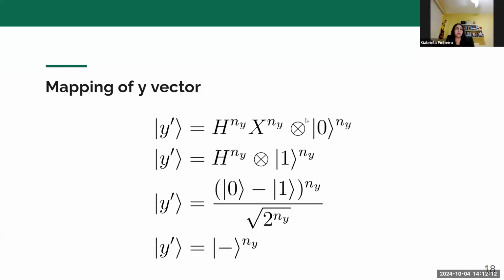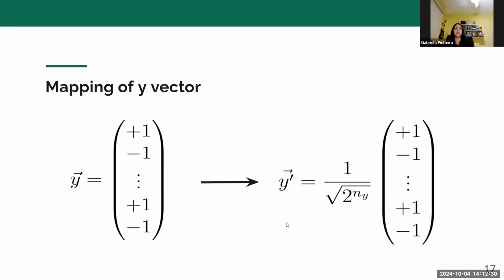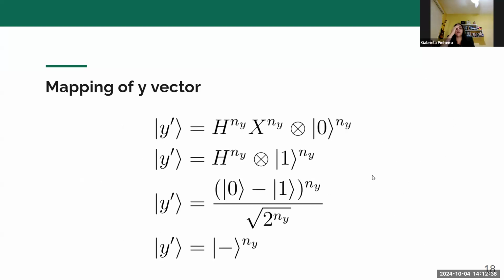Here I have an equation showing how you get to this state and how simple it is, because you only need to apply a NOT on all the qubits, followed by a Hadamard. When you do that, you end up with this state here, that when you turn it from the Dirac notation to the vector, it goes back to being exactly the normalized y vector, meaning that we are able to efficiently map it with only a complexity of the log of the dimension of the SVM. So we managed to implement it with logarithmic complexity, because it becomes known as the minus state.